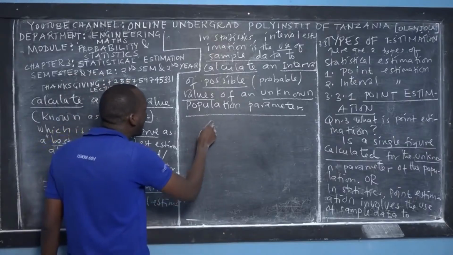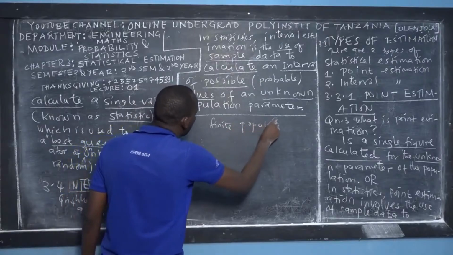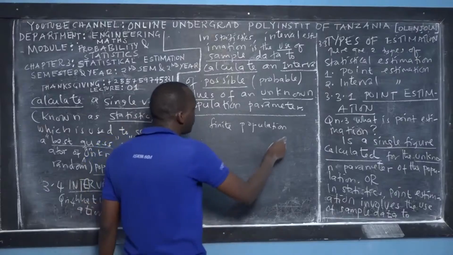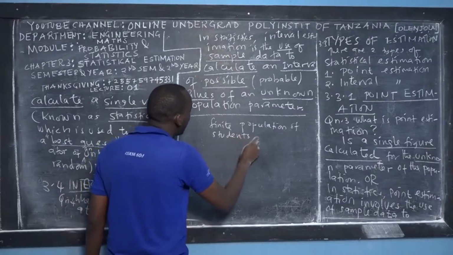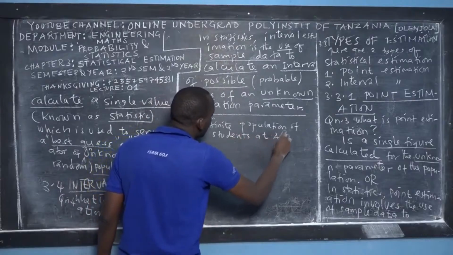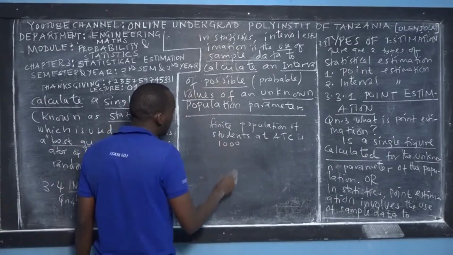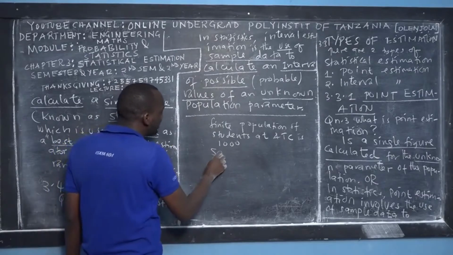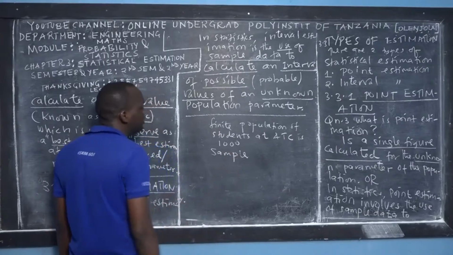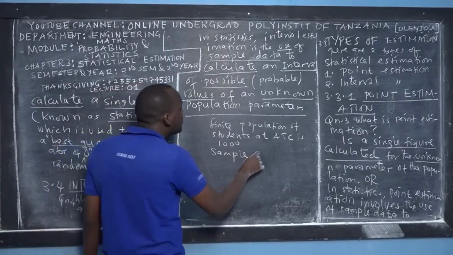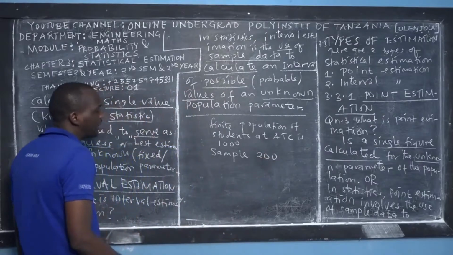For example, I can have a finite population. I just want to explain what it means. A finite population of students at Arusha Technical College, let's say 1,000, right? So I want to choose a sample, because I want to learn about how they pass engineering mathematics. So I want to take a sample of, let's say, 200 students, and then find the mean, right?